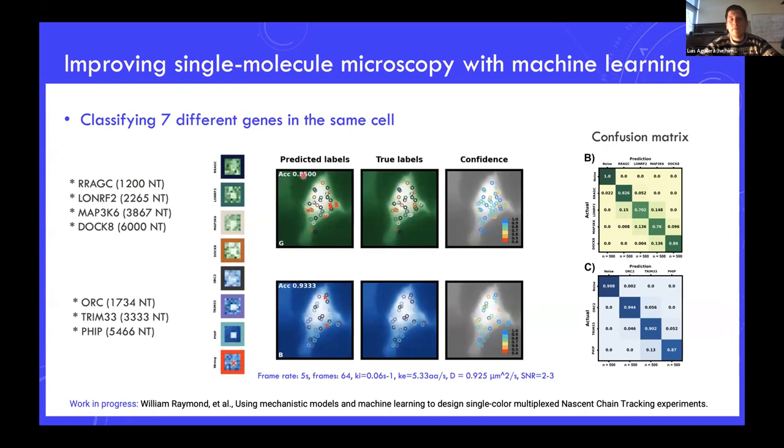I think the average accuracy that he's getting is between 85% and 90%. This has to do with the length of the genes. Those are just the confusion matrices for the different genes. But this is a nice proof of concept. I didn't mention this, but we are using parameters that are similar to what we can collect with the experimental data.